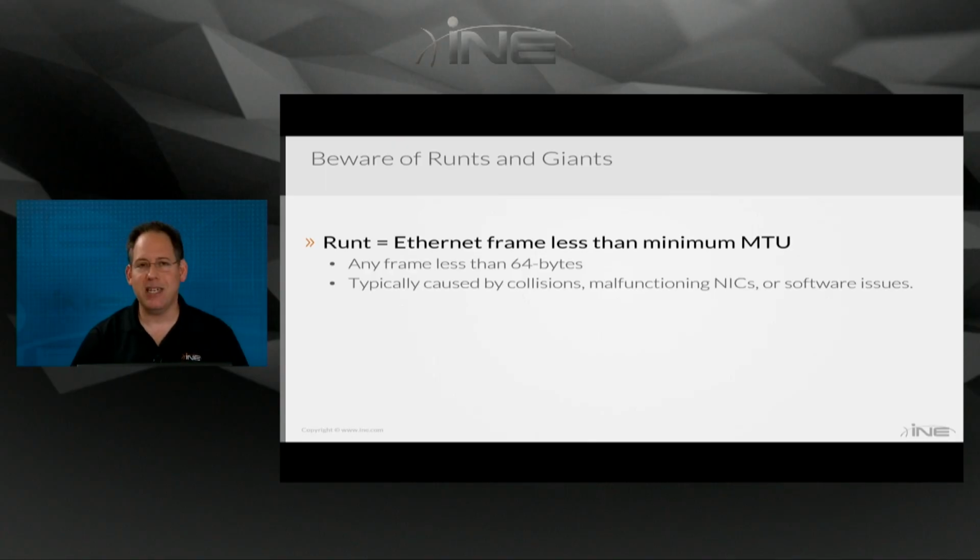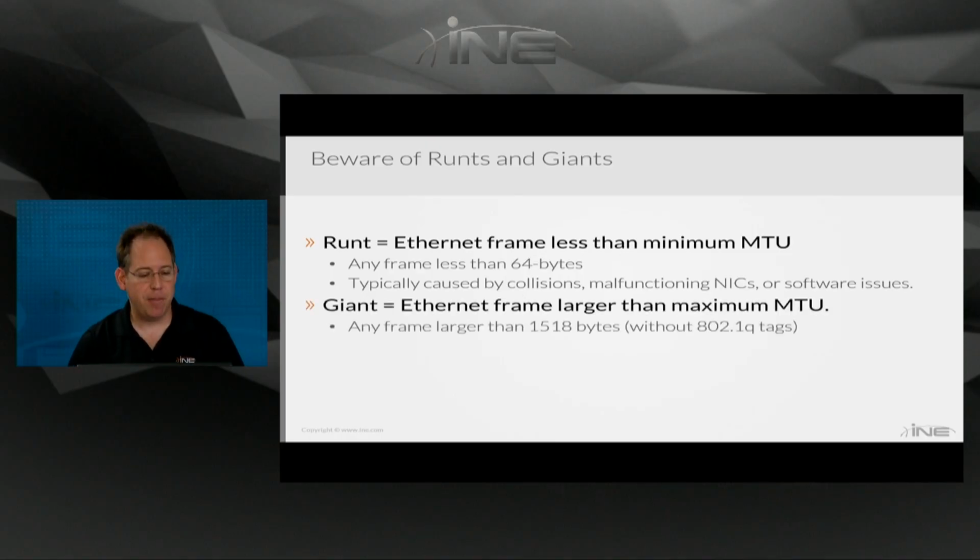So that frame will be discarded. It did not meet the legal minimum size of an Ethernet frame. As it says here, that's typically caused by collisions, malfunctioning NICs, or software issues. And then just the opposite: any frame that's larger than 1518 bytes. So once again, 1500 of data, and then 18 bytes when you add in the destination MAC, source MAC, and FCS field.